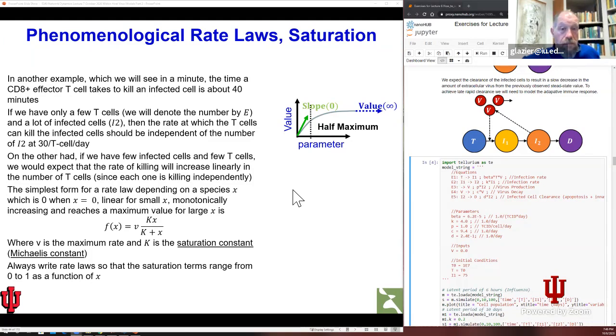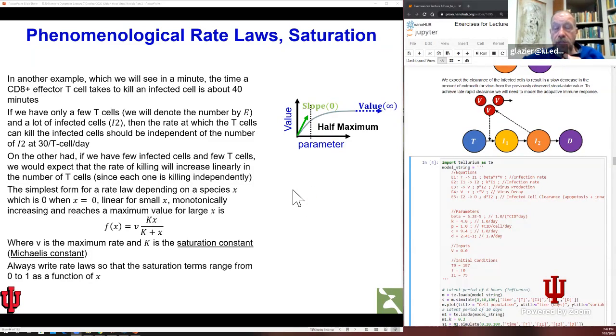And that is a problem if I assume that there are a few T cells and a lot of infected cells, because a linear relation would say that if I have 10 to the 7th infected cells and I have 10 T cells, it's going to tell me that I'm killing lots and lots and lots of infected cells per day. But in fact, 10 T cells can't kill more than 30 infected cells each. 30 times 10, 300 infected cells a day, independent of how many infected cells I have. And so I'm going to expect that I get this kind of saturation.